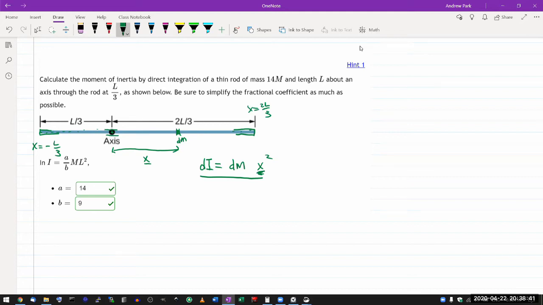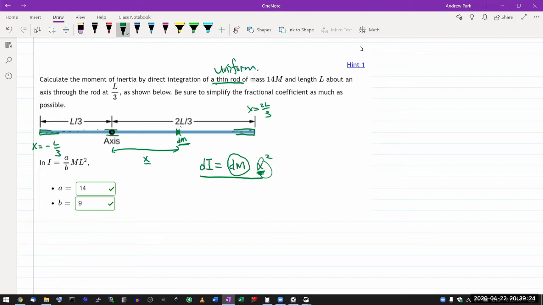Then there's a bit of a hurdle you have to pass, which is that this dm here is not expressed in terms of your coordinate variable. It's a schematic symbol. When you integrate, what do you do with that? So you need to express this dm in terms of the coordinate variable. You think through it, and then you realize it doesn't say it, but it says a thin rod, so I think a uniform rod is implied.